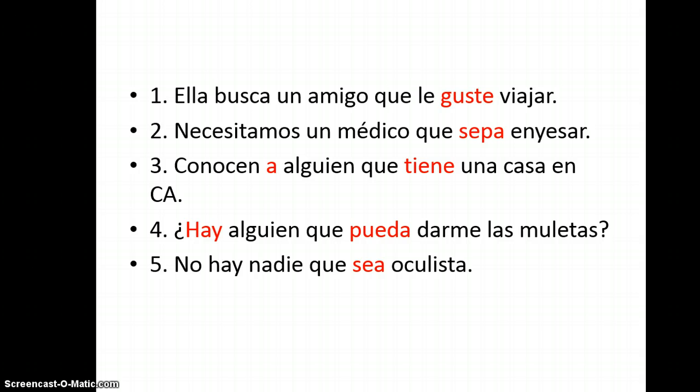In number 4, is there anyone who can give me crutches? Again, it's what we are looking for, so subjunctive. And no hay nadie que sea oculista. And again, if there isn't anybody who is an eye doctor, that means the person does not exist, and therefore would be subjunctive.